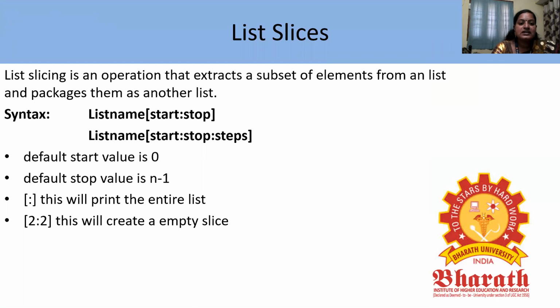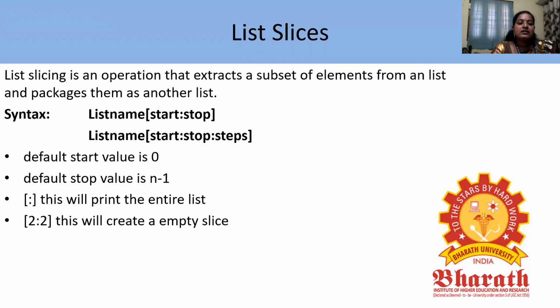Next one, list slices. In the previous example, we have seen slicing. For slicing, you need start and stop value. And then one more syntax is there: list name within square brackets, I'm having start, stop, and steps. Steps mean how many values you have to skip, and then print the values.